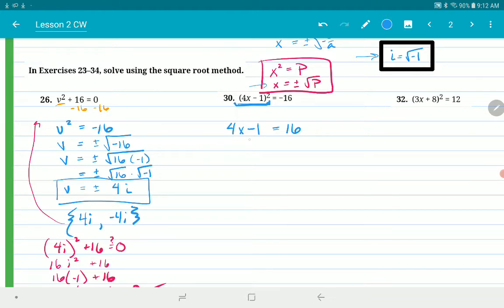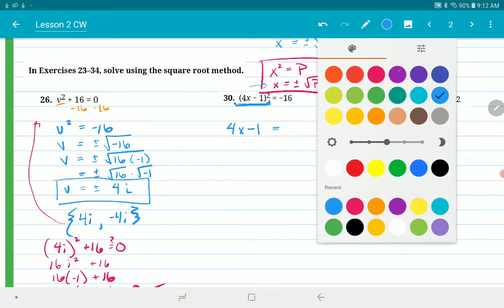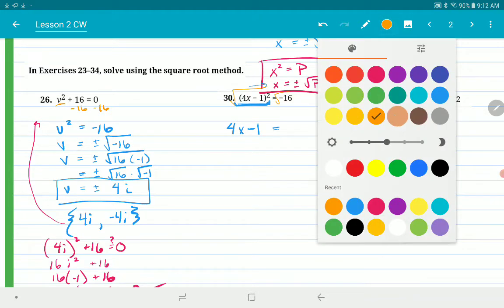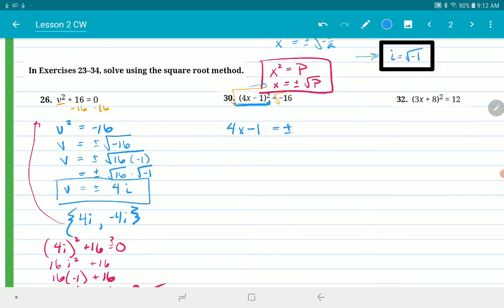And then I can solve for x. I'm sorry, what did I do there? Sorry, 4x minus 1, taking the square root of both sides. So the square root of that, the square cancels. Square root of that one, I get plus or minus the square root of negative 16. And we saw the square root of negative 16 is plus or minus 4i. We saw that in the last problem.